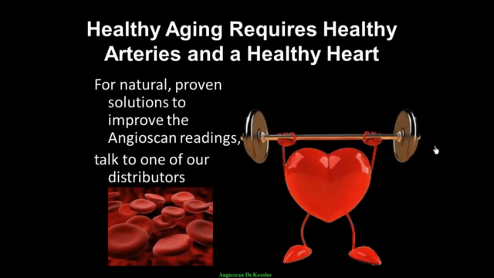And we say that healthy aging requires healthy arteries and a healthy heart. So we have a solution for you for great prevention. For natural proven solutions to improve the Angioscan readings, talk to one of our distributors. They have the information on some of the nutraceuticals that have been researched that really seem to turn these Angioscan readings around, along with lifestyle changes as well. Thank you.